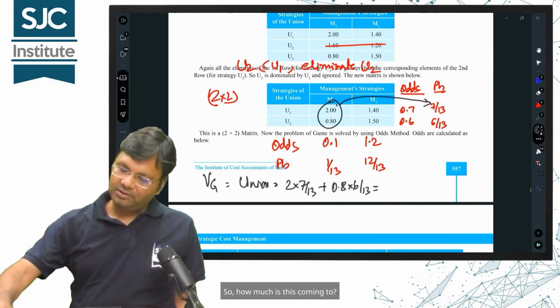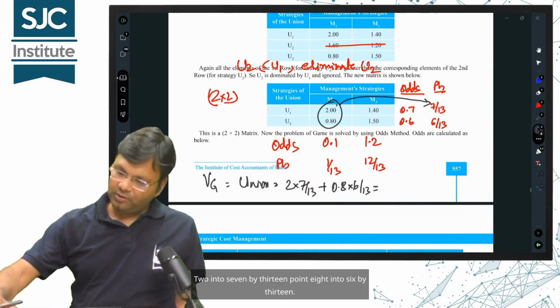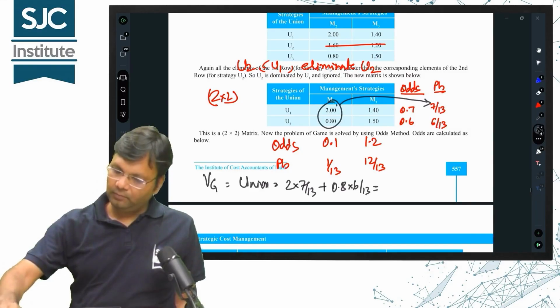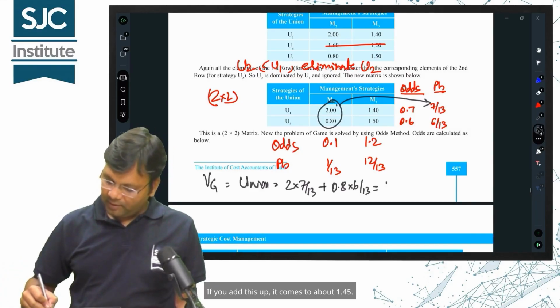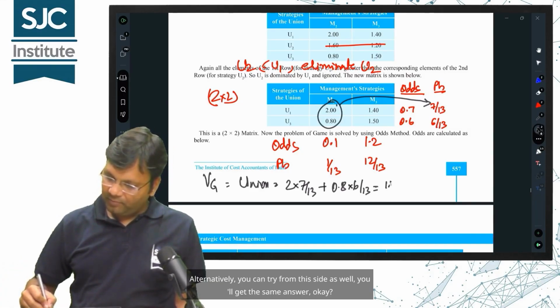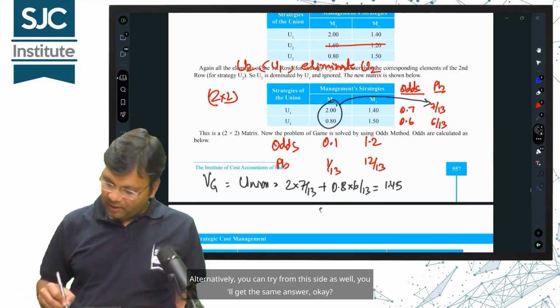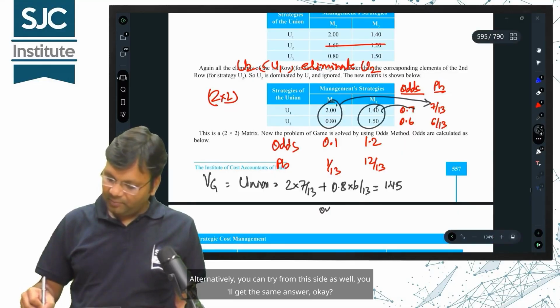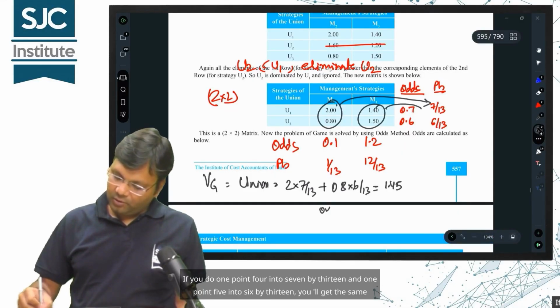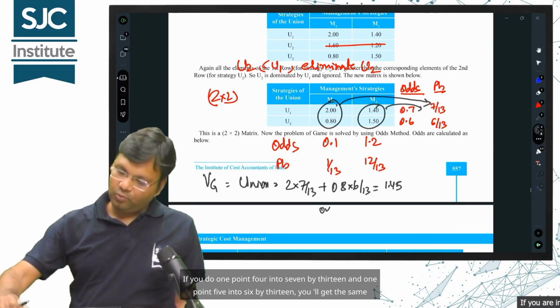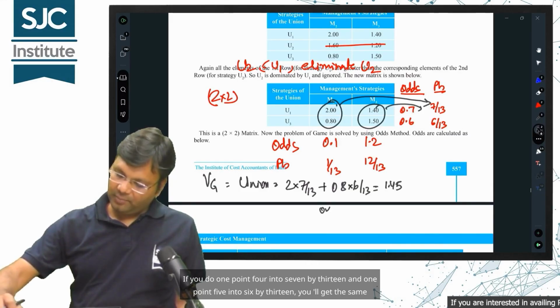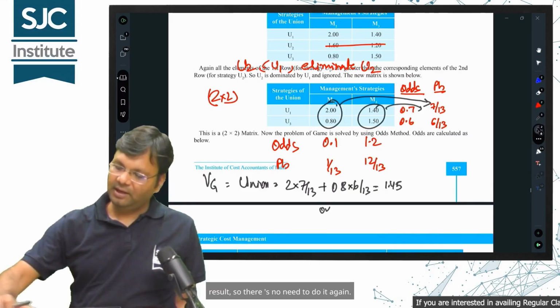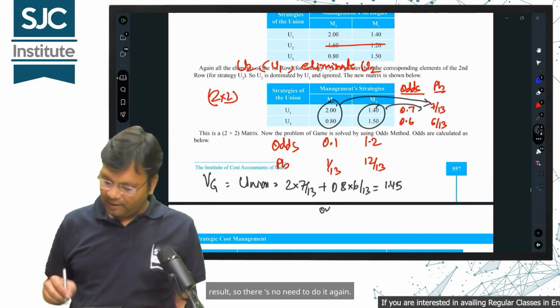So, how much is this coming to? 2 into 7 by 13, plus 1.4 into 6 by 13. If you add this up, it comes to about 1.45. Alternatively, you can try from this side as well. You'll get the same answer, okay? If you do 1.4 into 7 by 13 and 1.5 into 6 by 13, you'll get the same result, so there's no need to do it again.